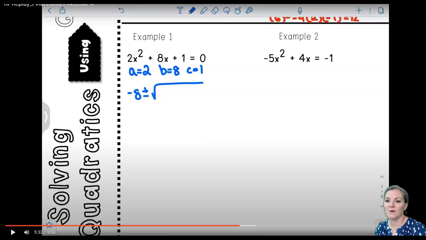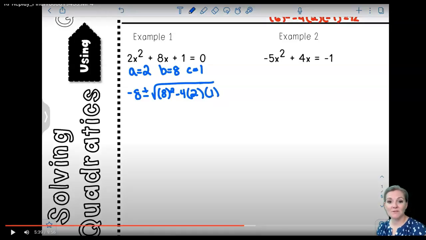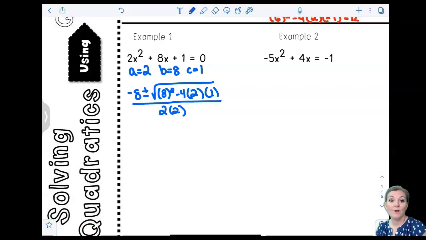So plugging it into the equation, opposite of B, my B was 8, so I went opposite. So negative 8 plus or minus the square root of B squared minus 4 times A times C. So again, that's my discriminant, B squared, 8 squared, minus 4 times A times C. So 4 times 2 times 1, all over 2A. Now, how do you start this in your calculator? You start with what we've been practicing. You start with the discriminant.